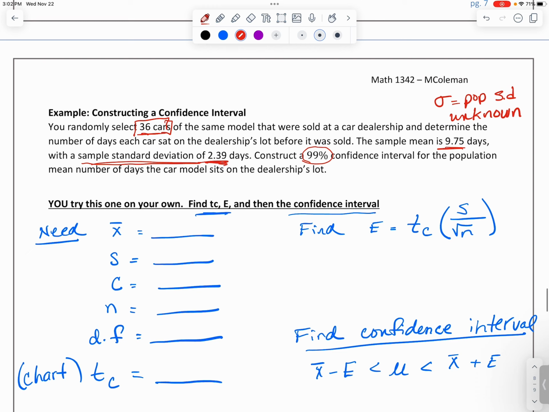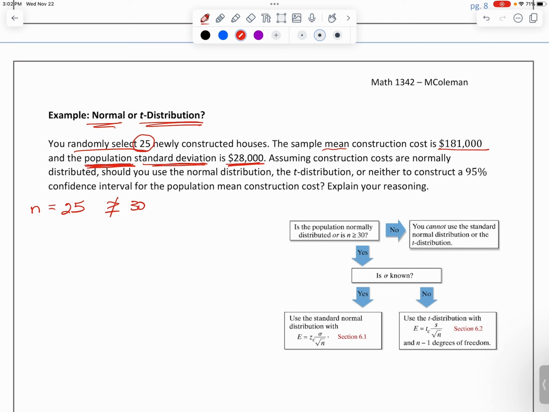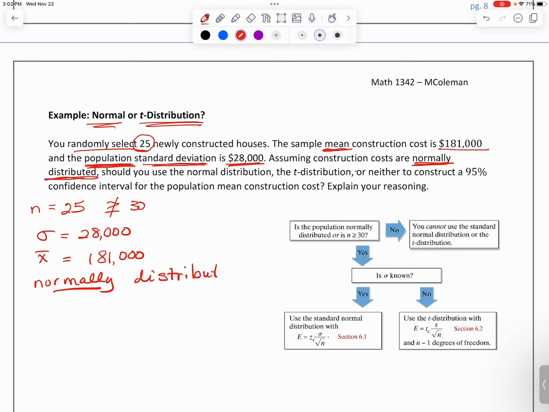So in the problem before this, we had the sample standard deviation. And that's what led us to the T distribution. This time it tells us that we have a population standard deviation. And so the population standard deviation is going to be the 28,000. The sample mean is still your X bar, and that's going to be $181,000. Assuming construction costs are normally distributed, so we do know that we have things that are normally distributed.